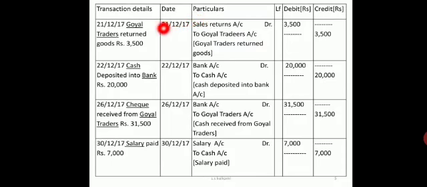Yes, now the next transaction on 21/12/2014, Goyal traders returned goods to us. Whenever Goyal traders are returning goods, we have sold goods in the previous transaction. Now these Goyal traders are returning back the goods which we have sold to them. So whenever goods which we have sold are returned back, it is treated as sales returns.